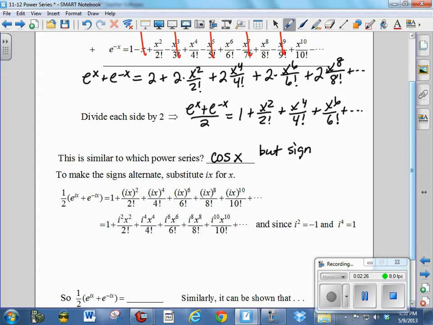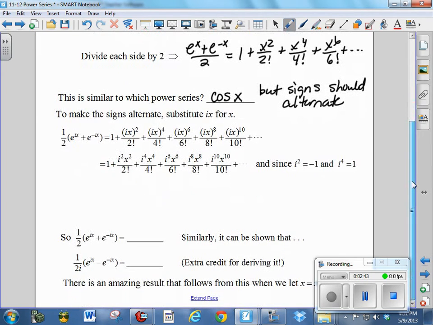Because with the cosine function it should be 1 minus x squared over 2 factorial plus x to the 4th over 4 factorial. So we are going to make it look like the cosine function by doing a clever little trick. If you look at the next line here, to make the signs alternate, notice this 1/2 times e to the x plus e to the negative x, I just brought the 1/2 out front. But instead of x and negative x, I substituted ix and negative ix.